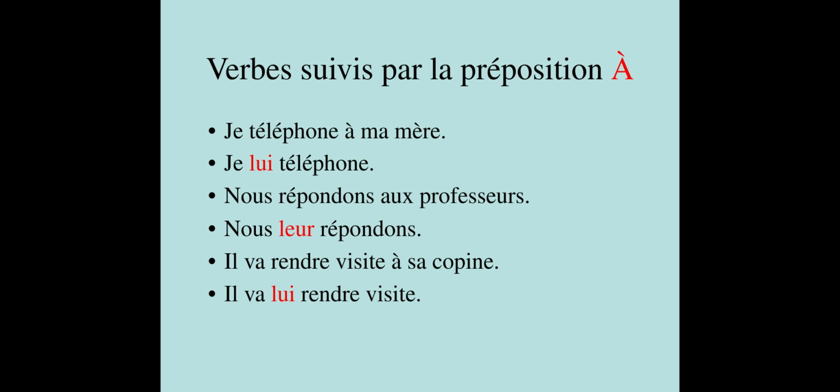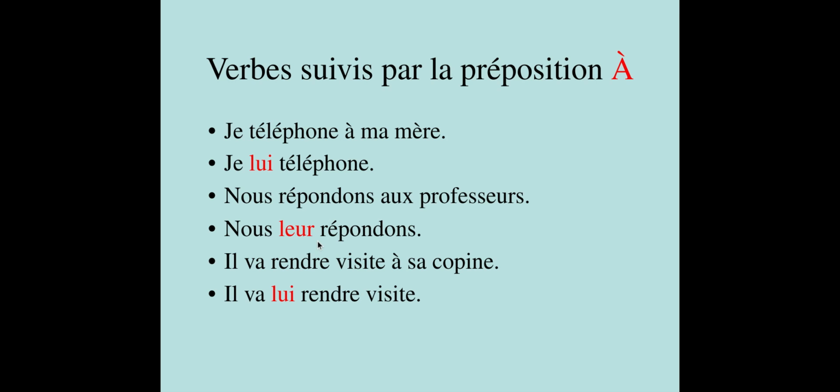So verbs suivis par la préposition à. So verbs that are followed by the preposition à. We have je téléphone à ma mère. Changes to je lui téléphone. So I call her. Then we have nous répondons au professeur. We respond to the teachers. Nous leur répondons. And remember, there's no S because I'm using it as an indirect object.